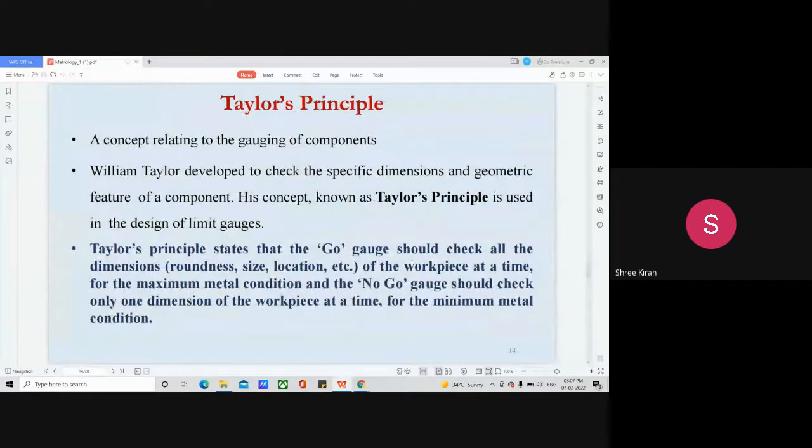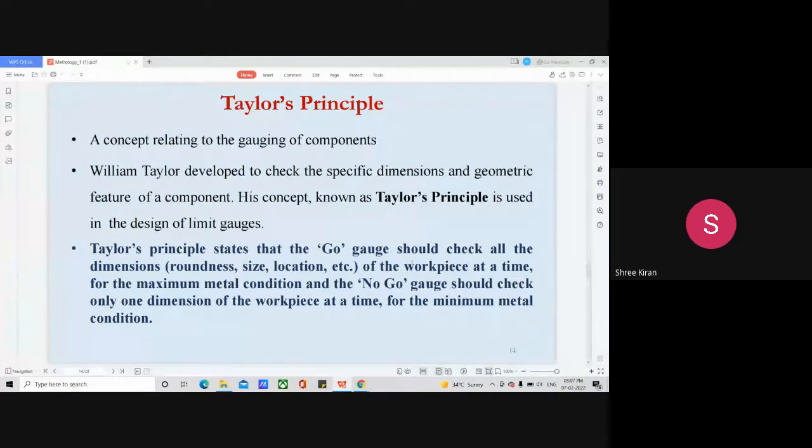Taylor's principle was developed relating to the gauging of the components. Can anyone tell me who developed Taylor's principle? I have told the class. Could you just name the person? Sriraj? William Taylor. Yes, Sriraj, thank you. Yes, it was William Taylor.